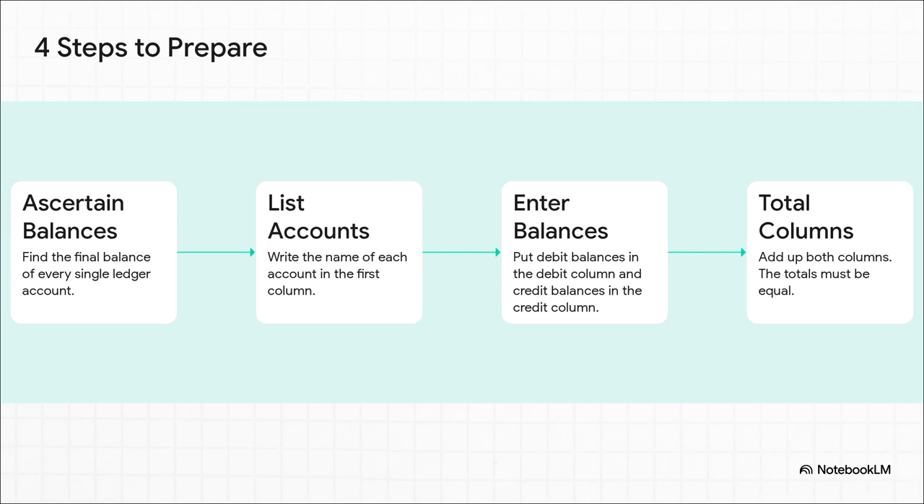Step 1, figure out the final balance for every single account you have. Step 2, list them all out. Step 3, carefully put each balance in the correct column, either debit or credit. And the final step, add up both columns. If they're equal, congrats, you've got a balanced trial balance.